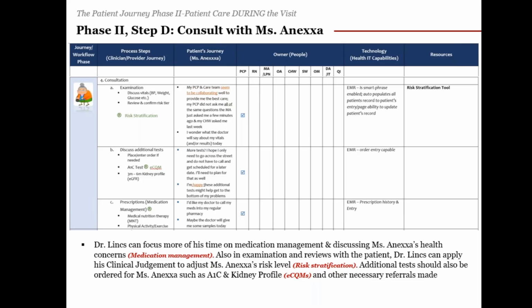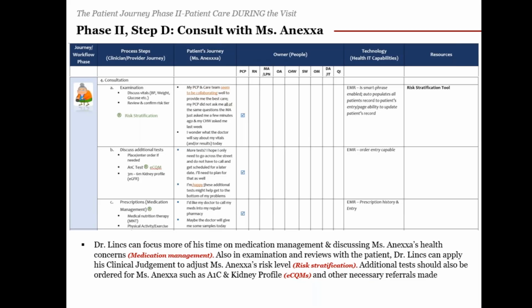So here is also touching on function 3. Also in the examination and reviews with the patient, Dr. Links can apply his clinical judgment to adjust risk level. Again, another requirement comes up here, which is risk stratification. Additional tests should also be ordered for Mucinex, for A1C and kidney profile, ECQM is touched here.